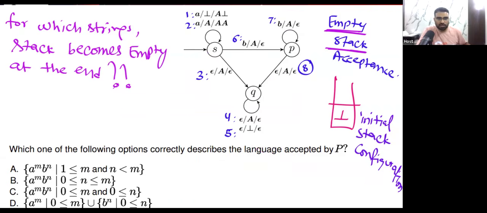That is clear. One more thing you can notice is that after A, B's are coming. First you read A, then you will read B. Then you can see after B, A is not coming. Did you notice one thing? That after A, B's are coming.